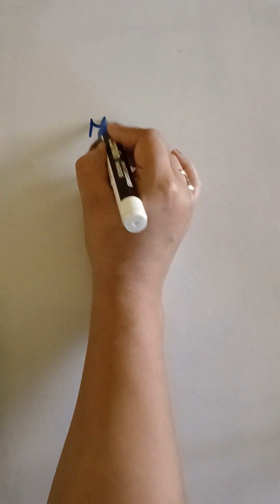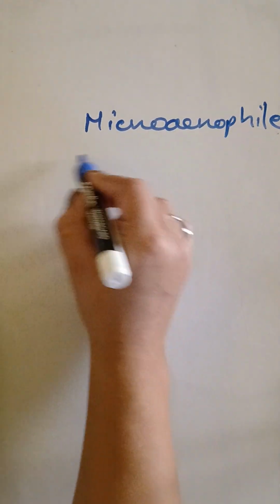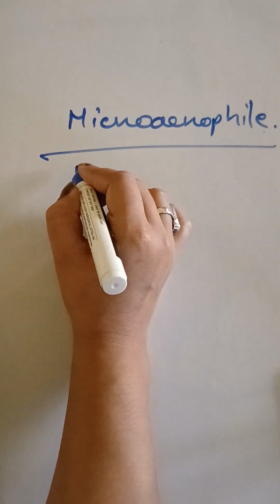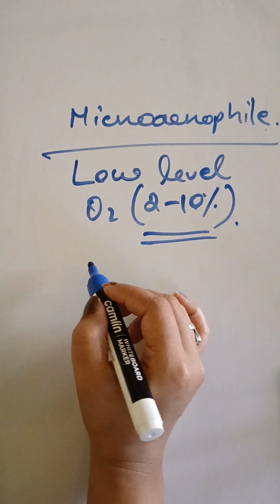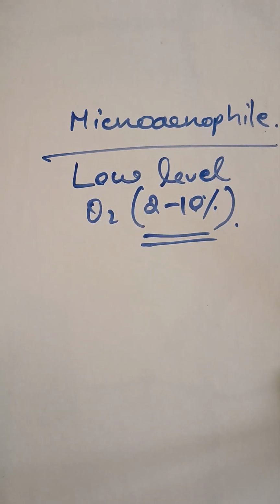Another one is microaerophile. Microaerophile means these types of microorganisms require a low level of oxygen, about 2 to 10% oxygen, but at a very high atmospheric oxygen level they cannot grow. Micro means low, aerophile means they need oxygen. A low amount of oxygen is needed for their growth. So that is microaerophile. This is the second parameter, depending upon oxygen.